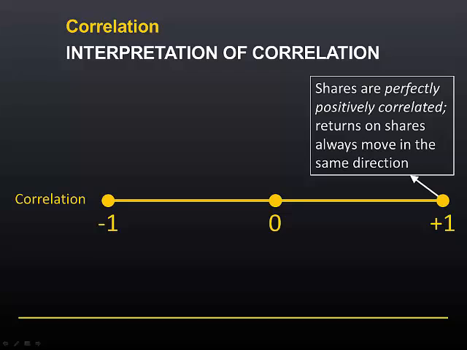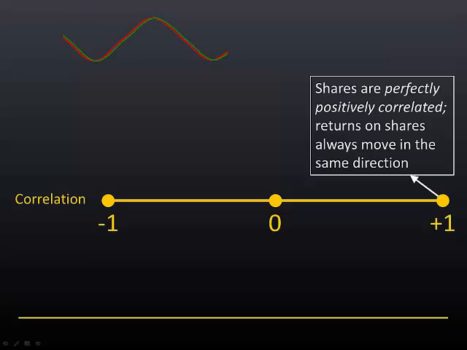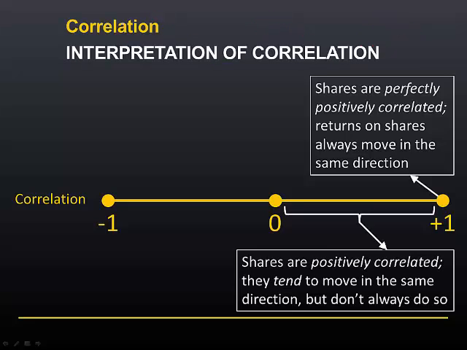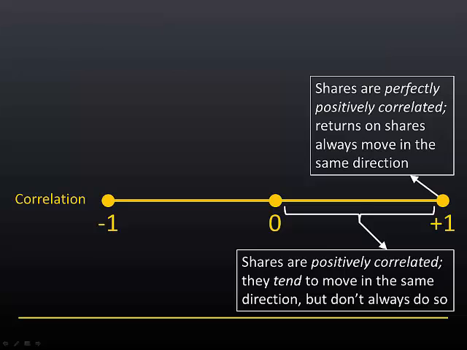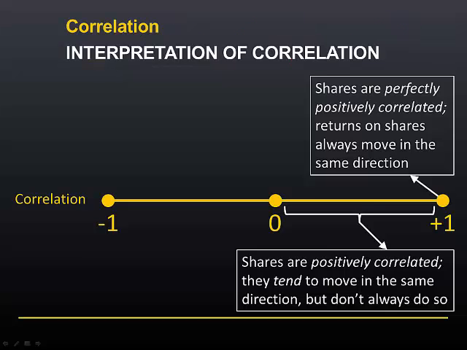If the correlation is +1, it means that the shares are perfectly positively correlated. Returns on shares always move in the same direction. If the correlation is between 0 and +1, then we say that shares are positively correlated. They tend to move in the same direction most of the time, but not always.